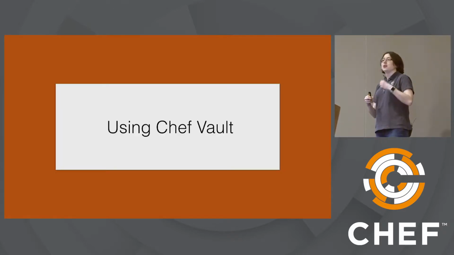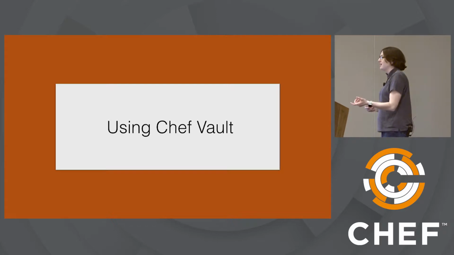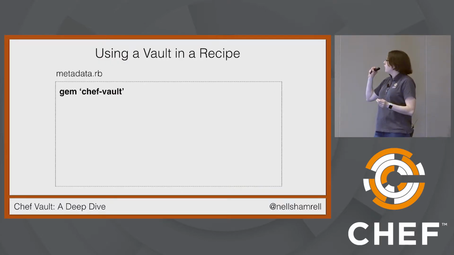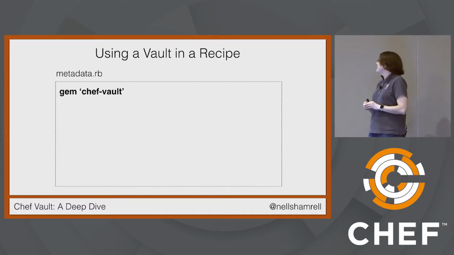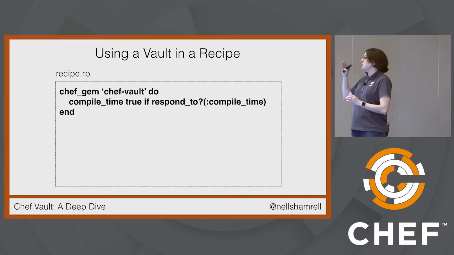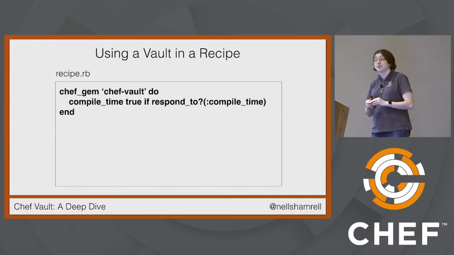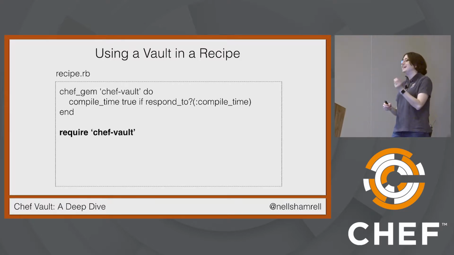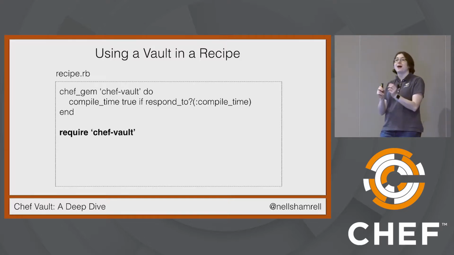So we've covered how Chef Vault works, we've covered how you create a vault. Let's talk about how you would actually use the vault within your own Chef cookbooks. The first thing you need to do to use a vault in a cookbook is call the gem chef-vault from your metadata.rb file. Then when you get into your recipe, you first need to specify that the gem needs to be installed at compile time. This is because we are going to require Chef Vault in the recipe itself, and that will only work if we install the gem at compile time.